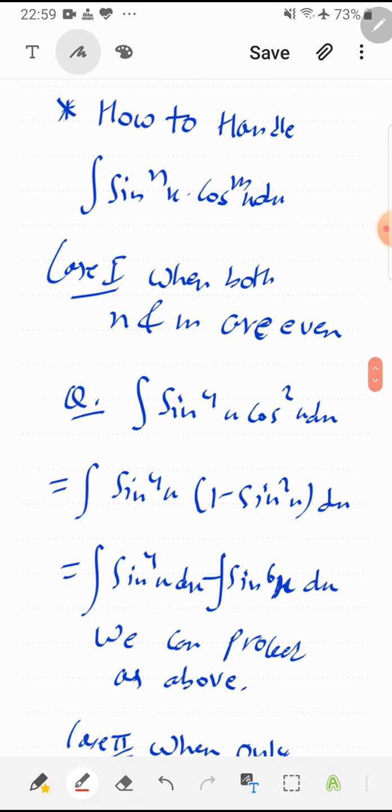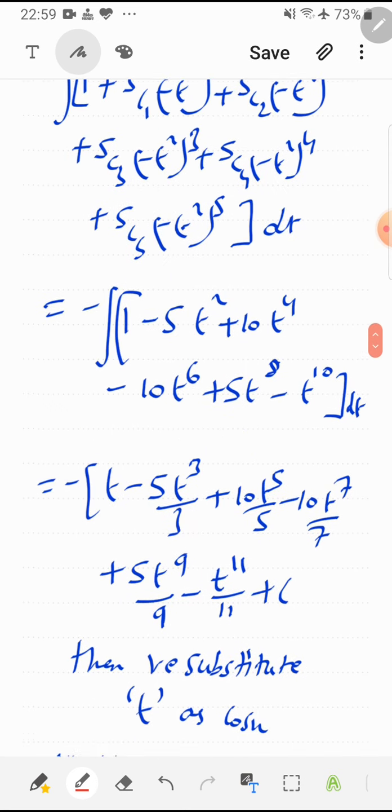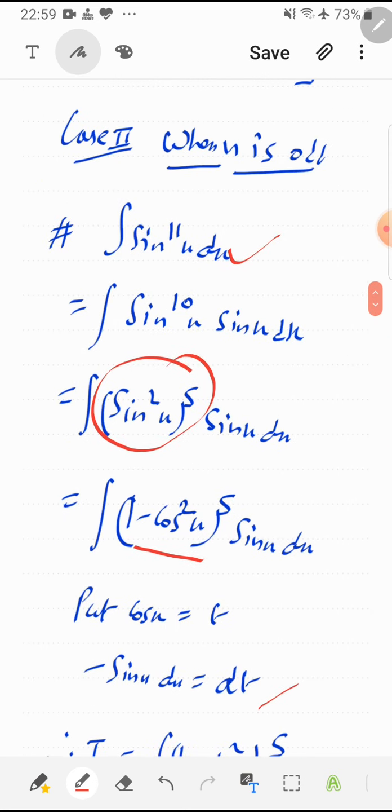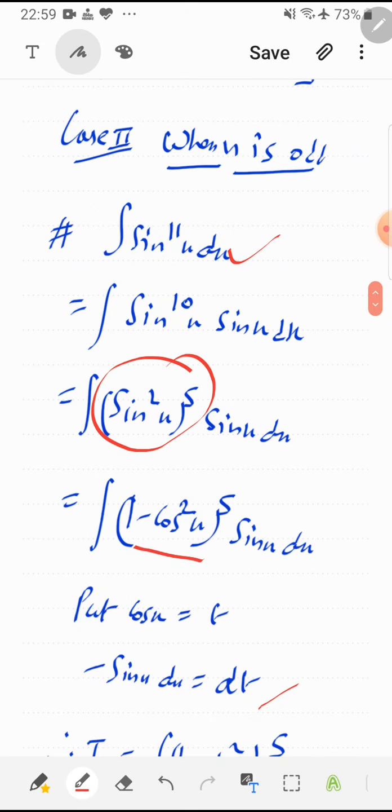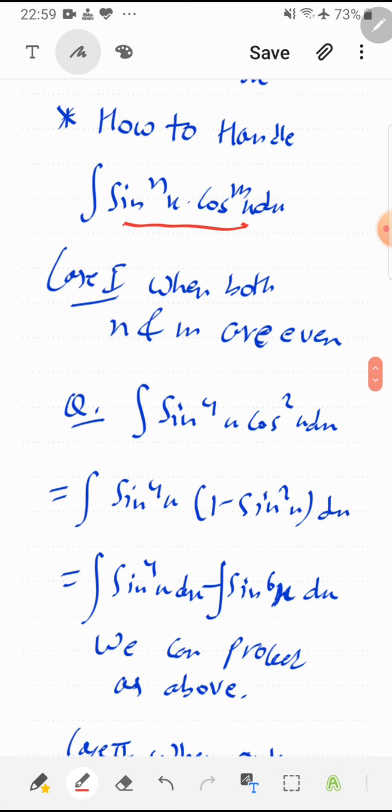Now next category is how to handle sine raised to the power n into cos raised to the power m. Before that I should say that friends, we have handled sine raised to the power n, but similarly cos raised to the power n can also be handled in the same method. Now sine raised to the power n into cos raised to the power m. Now case 1, when both are even.